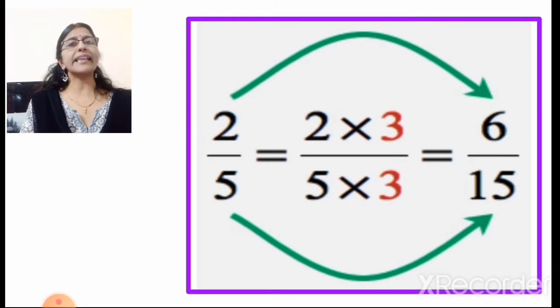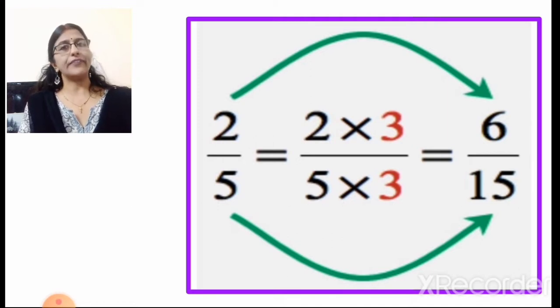So here you can see 2 upon 5, both the numerator and the denominator are multiplied by 3. So 2 is multiplied by 3 and 5 is also multiplied by 3. So 2 3s are 6 and 5 3s are 15. So you can tell 2 upon 5 is equivalent to 6 upon 15. So let us see one more example.